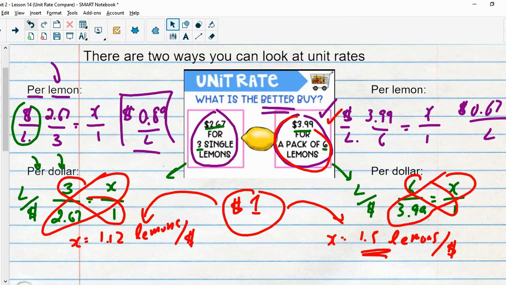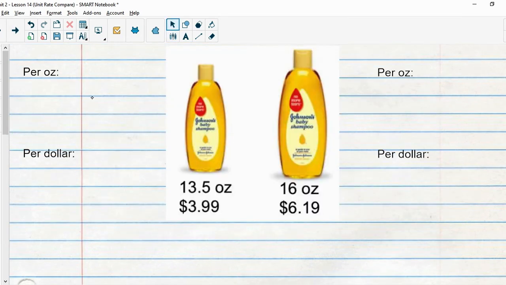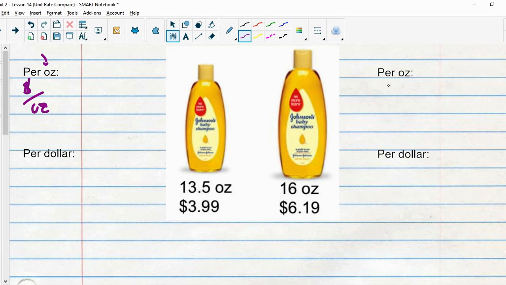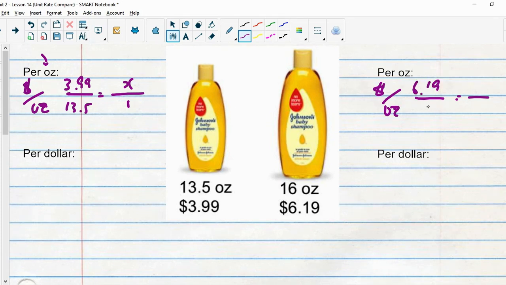So let's go back to yesterday's example with the shampoo. Okay? So, for instance, here we did per ounce, right? So this is dollars per ounce, because that's what we did yesterday. So let's set it up really quickly since we did this yesterday. So $3.99 for 13.5 ounces. How much for 1 ounce? All right, this is what we did yesterday. It shouldn't come as a surprise to you.